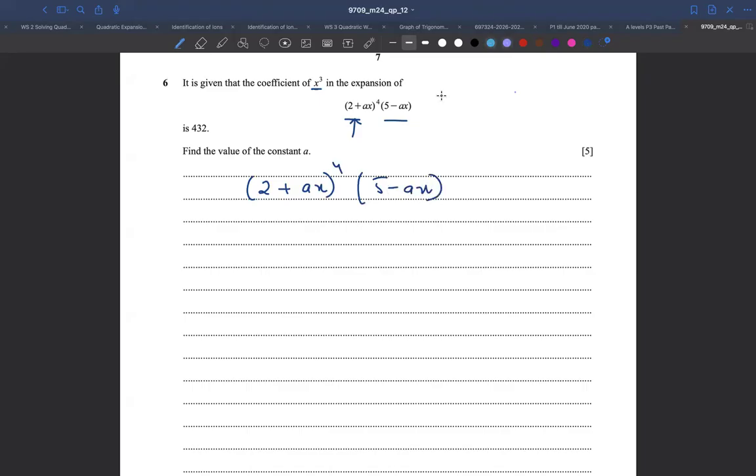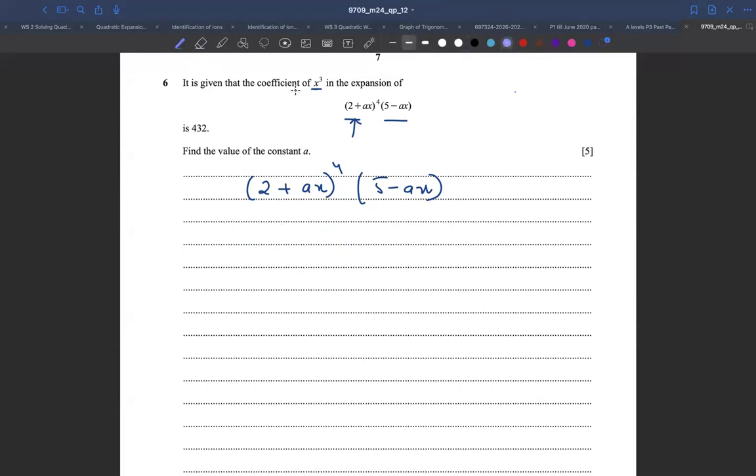I will get an x cube term if I multiply, let me just write it over here, the x square term over here with this term, it will make it x cube. The x cube term over here with this 5 over here will also give me an x cube, and no other value will give me an x cube, right? So I just need to find the x square and the x cube term. Simple as that. Keep it simple.